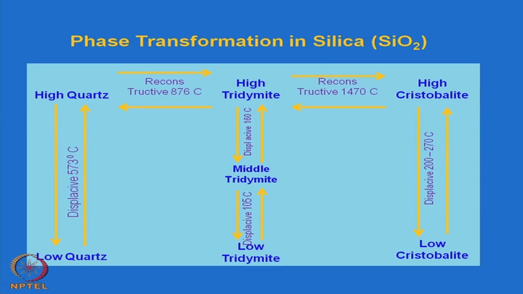Once it forms a glass, then of course again the transformation becomes non-equilibrium, and depending on the cooling rate and the other impurities present, many different situations may arise. Otherwise, these are the phases present in silica, and you get different kinds of transformations at different temperatures. So, that is all so far as silica transformation is concerned.